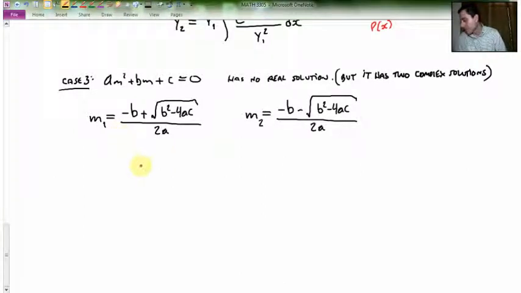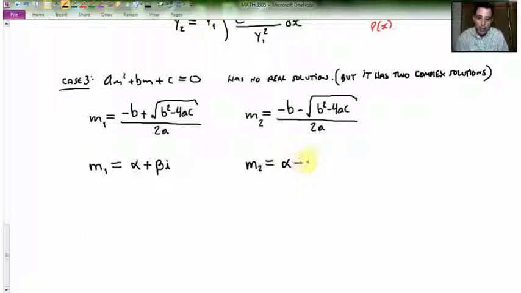So this is the idea here. When you have your two complex solutions, a part of the solution will be real and a part will be imaginary. So that's why you're going to see an i there. Okay, so I'll use alpha and beta to represent the real part and the imaginary part. So it turns out that the second solution will be minus beta i.